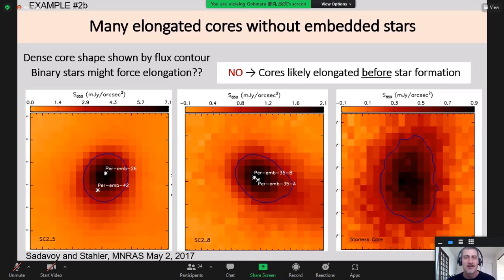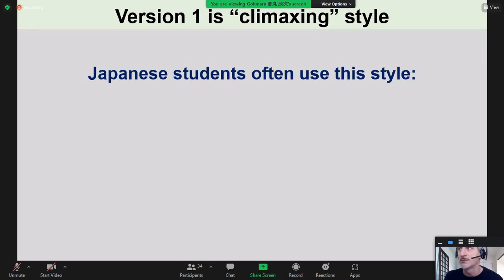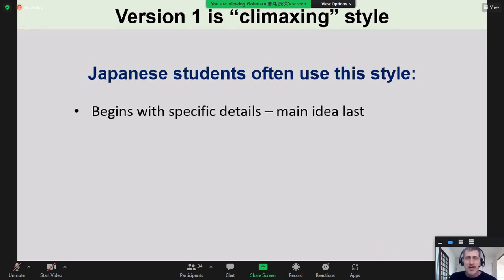This is something that a lot of presenters do not do, and especially Japanese presenters often avoid. Well, not just Japanese, but East Asian presenters in general. So Japanese students often start with version 1, where we begin immediately with specific minor details, especially telling the audience what they see in the slide or what they see in the data.